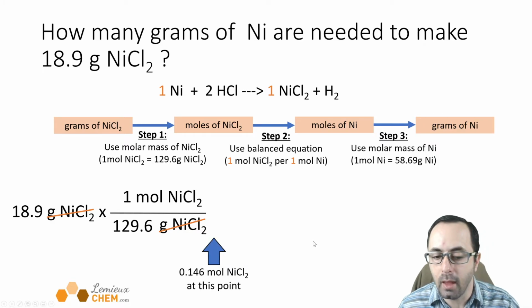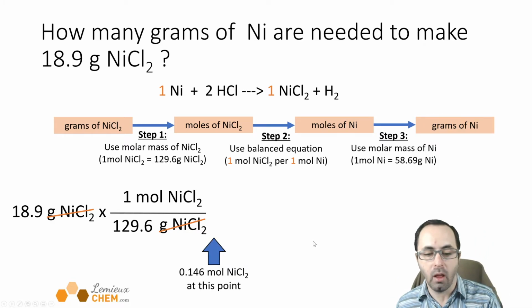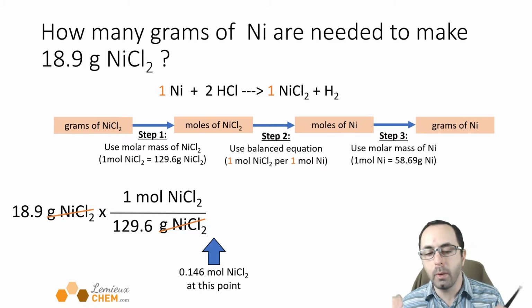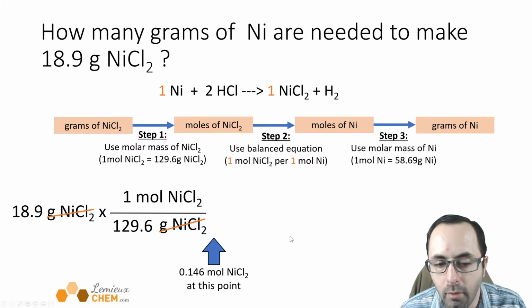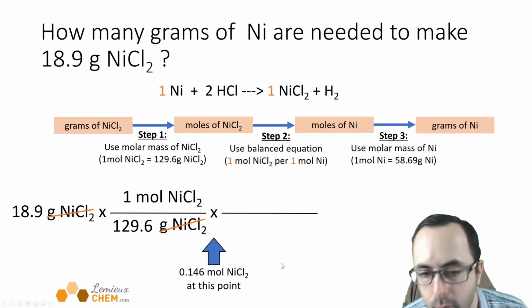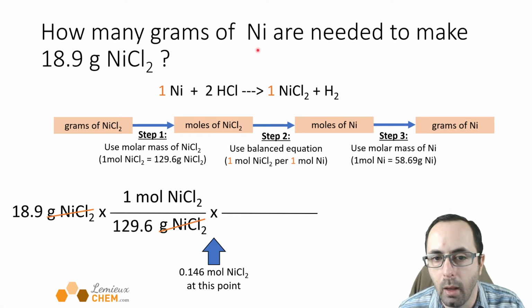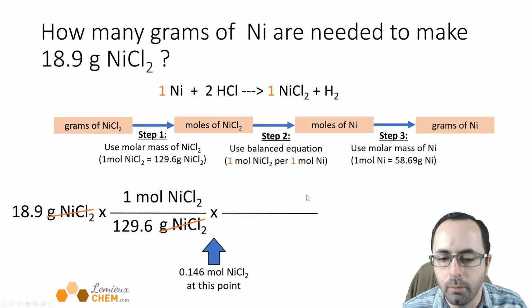So we could do that. We stop there and then apply that to the next step. Or we can keep on going. And it's often a lot easier to just keep on going. We know we're not done. We've got to get grams of nickel first. So let's do step 2.